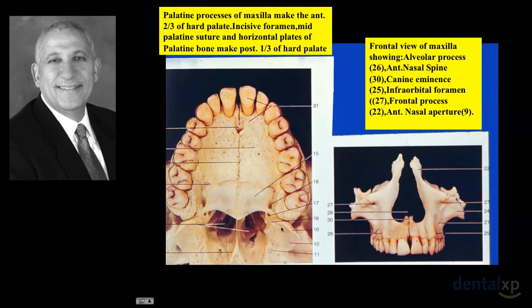So if somebody asks you where the maxilla articulates, it doesn't articulate directly with the sphenoid bone. It articulates with the palatine bone and then the sphenoid. So you have the sphenoid bone, palatine bone, and then the maxillary tuberosity.